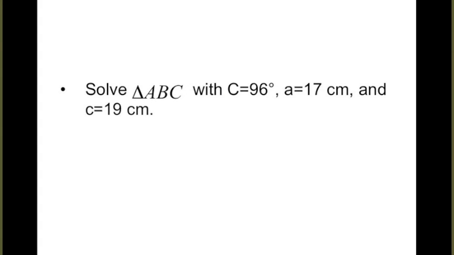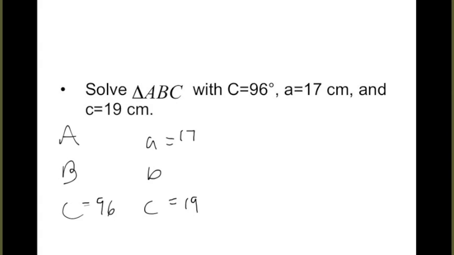One more example of this type. I'm going to set up my chart. So I don't have two angles. I can't subtract from 180. That's always the first thing I try to do when I can. But if I only have one angle, then I need to go straight to my law of sines. Sine of 96 over 19 and sine of A over 17.